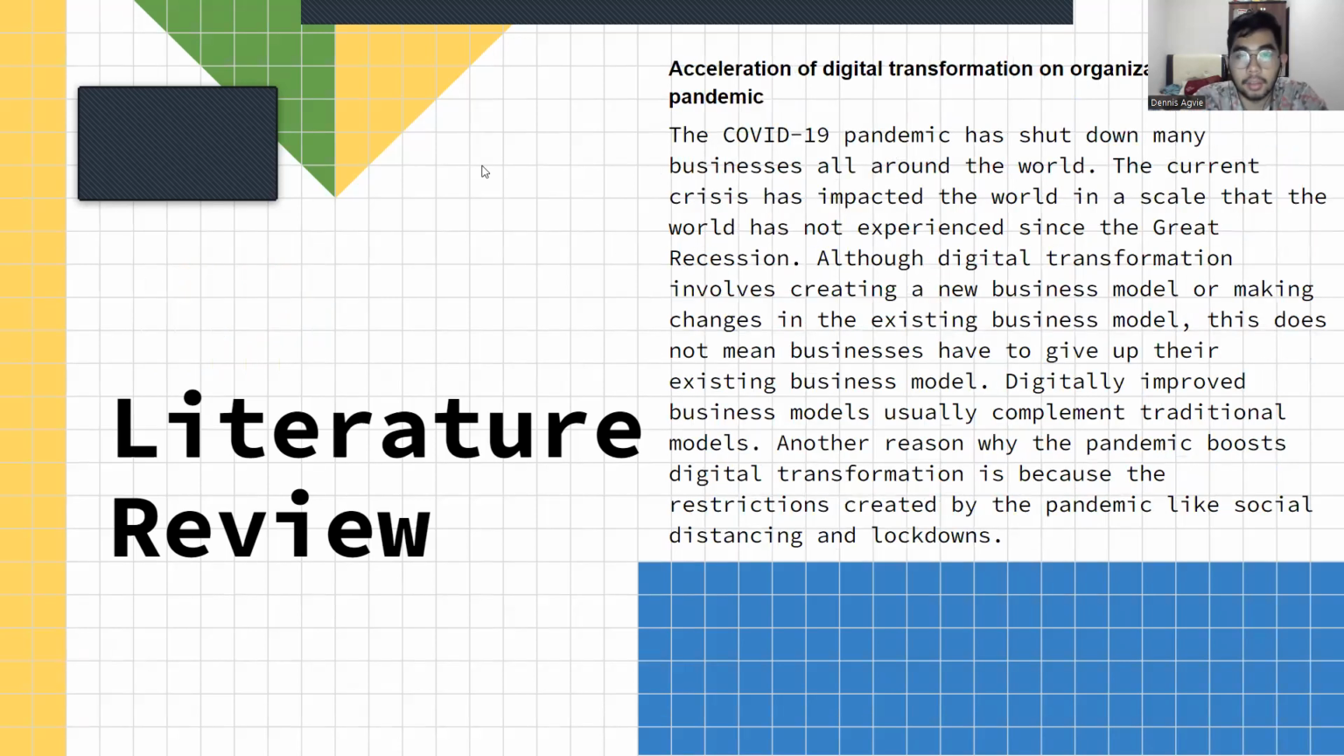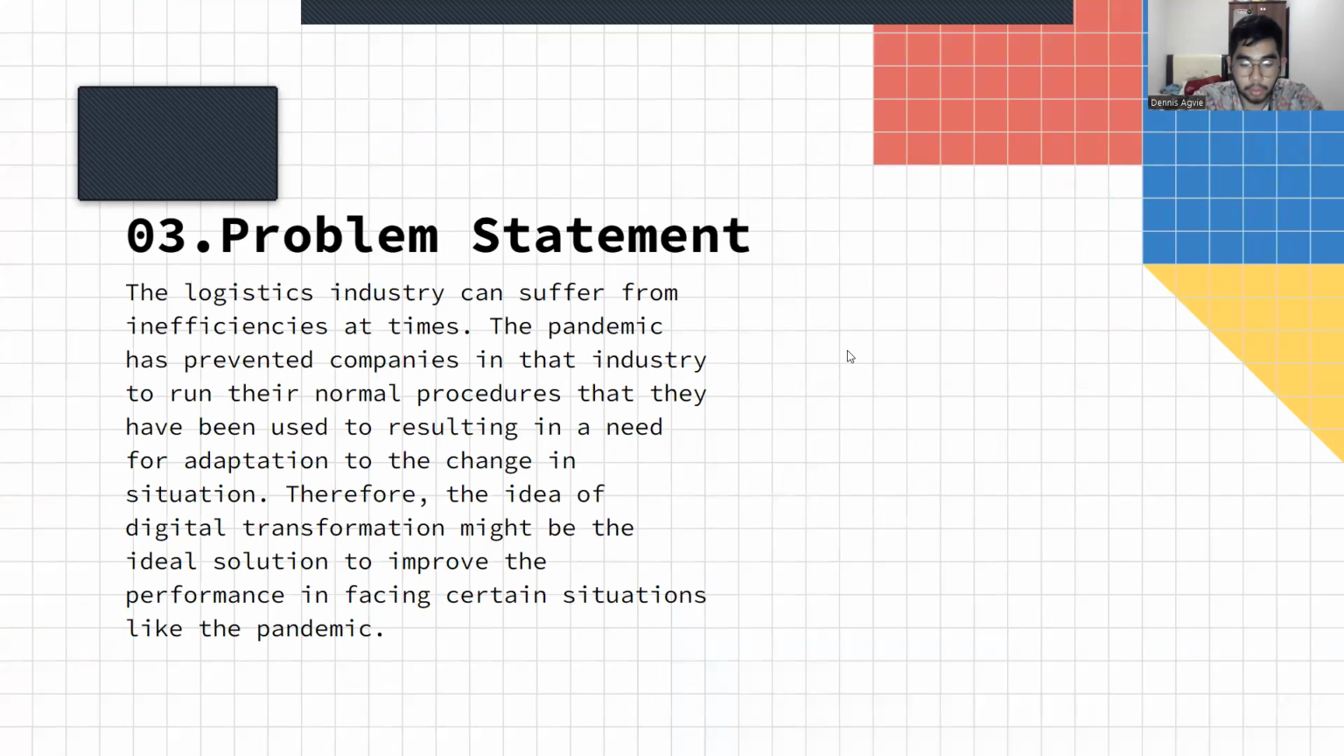Now, the second one would be the research titled Acceleration of Digital Transformation on Organizations During the Pandemic. The COVID-19 pandemic has shut down many businesses all around the world. The current crisis has impacted the world on a scale that the world has not experienced since the Great Recession. Although digital transformation involves creating a new business model or making changes in the existing business model, this does not mean businesses have given up their existing business model. Digitally improved business models usually complement traditional models. Another reason why the pandemic boosts digital transformation is because of the restrictions created by the pandemic, like social distancing and lockdowns.